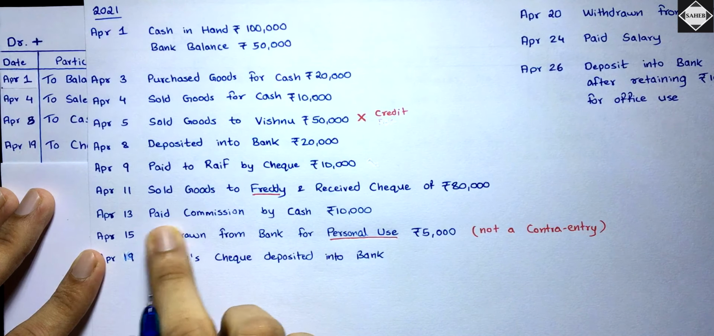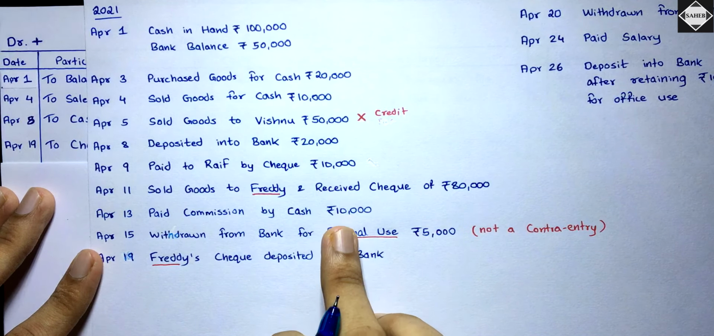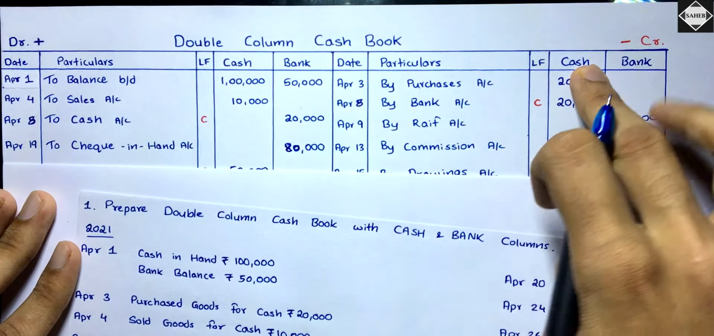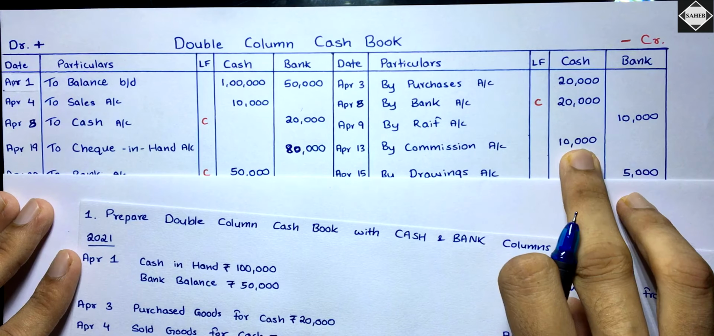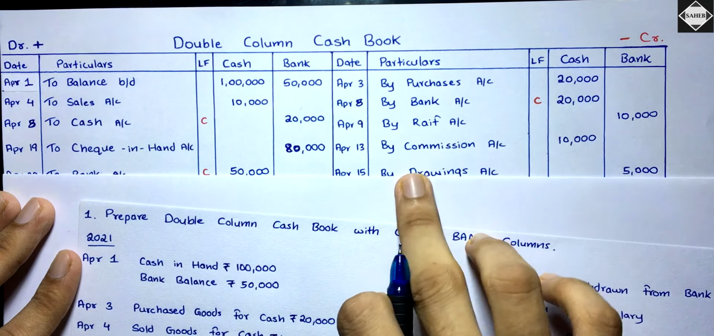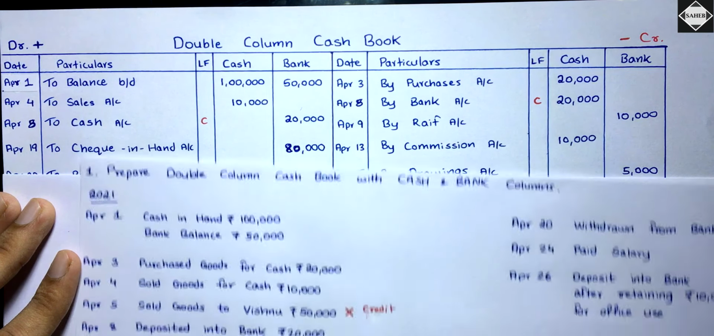See here, paid commission by cash 10,000. Now this is a simple transaction. What has happened? Cash is decreasing, so just credit the cash, write in the cash column 10,000 because of commission. Cash has decreased, it has been credited because of the commission which you have paid. Clear? Easy. Now one more thing.